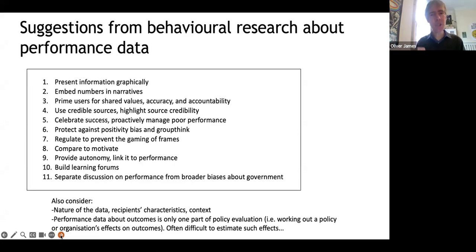And of course, performance information about outcomes is only one part of policy evaluation, working out whether the organization had an effect, whether the policy is effective and so on. Because then you need the apparatus of research design, like a randomized control trial, comparing the outcome from your policy with not having that policy, but that gets us into a much broader set of debates about policy evaluation.